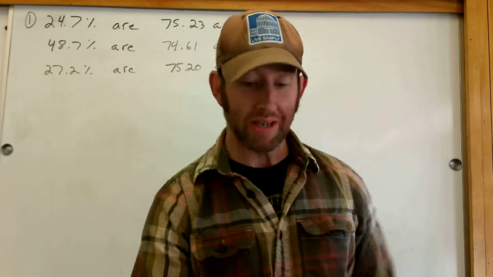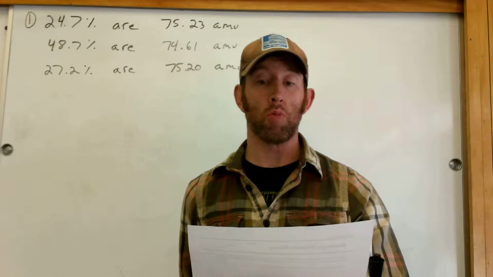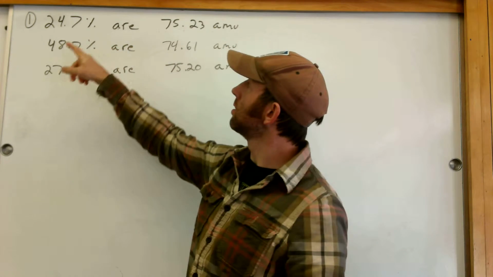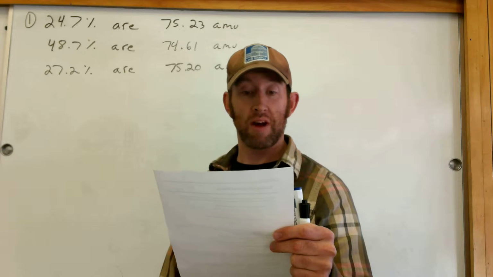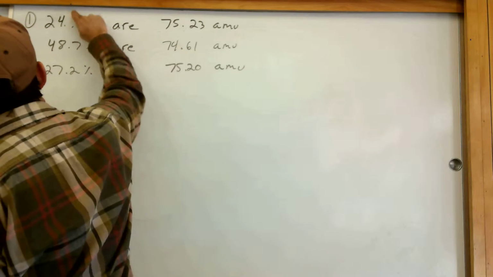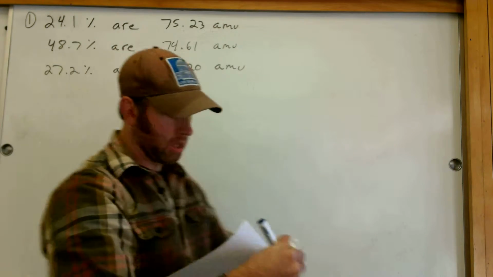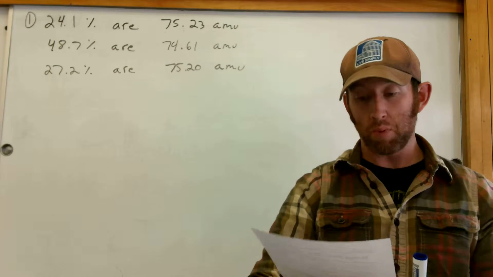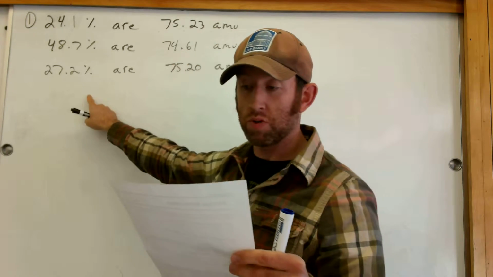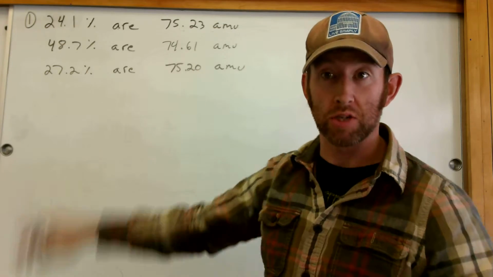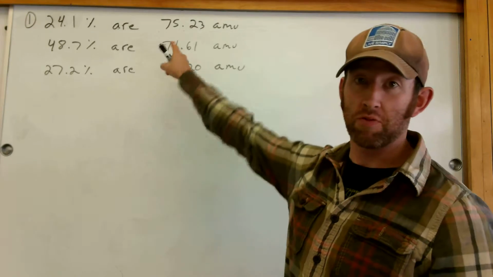So, question 1, I'm just gonna read it. It says, a certain element exists as 3 different isotopes. 24.1% of the isotopes mass is 75.23. I need to fix that number, silly Mr. Huberberg. All right. 48.7% have a mass of 74.61, right? And 27.2% have a mass of 75.20. All right, so I wrote it out like that just so I don't have to pay attention to all the ifs, ands, and buts. That's the information I need, all right?